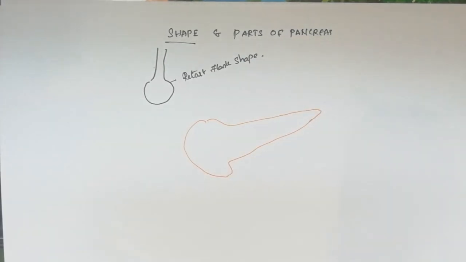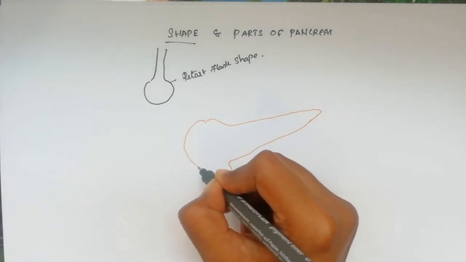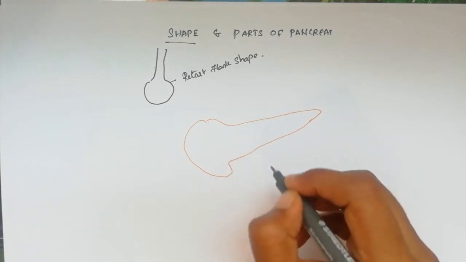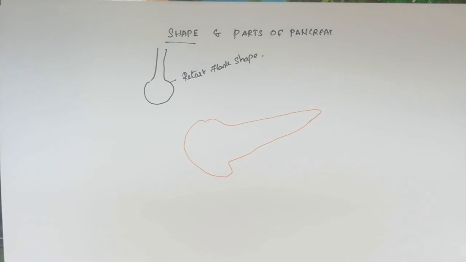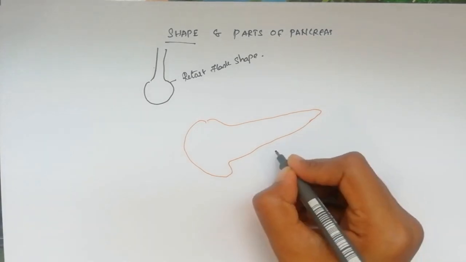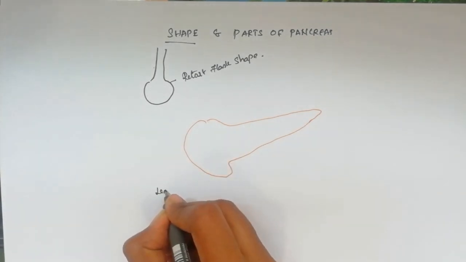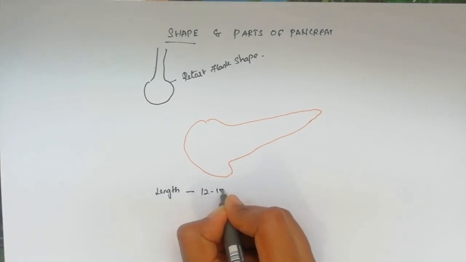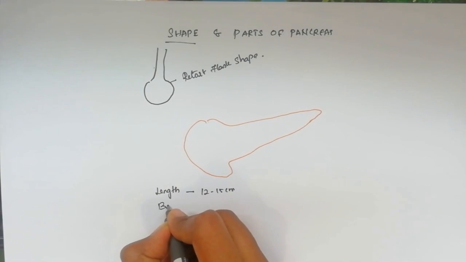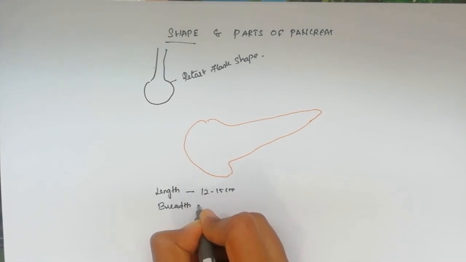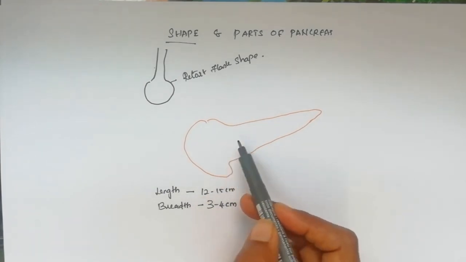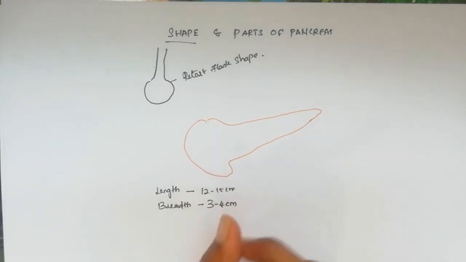So like this we have got our pancreas, and this is the retort flask shape inverted type. And here the size of the pancreas: the whole length of the pancreas is about 12 to 15 centimeter, and talking about its breadth, it is about 3 to 4 centimeter, and thickness it will be around 2 centimeter.